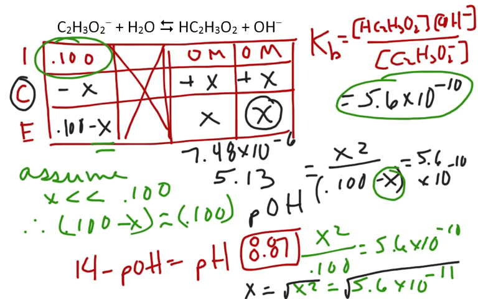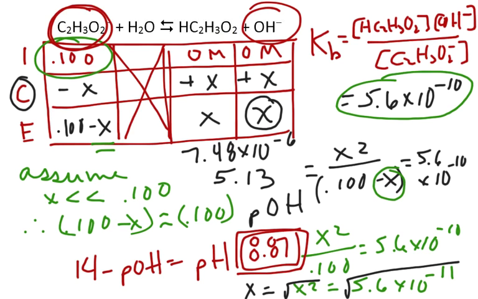And that actually makes sense because that's greater than 7. It's a little bit basic, and that's what happens. Sodium acetate. The acetate ion is the conjugate base of the weak acid acetic acid, and when we put it in water, it makes the solution basic. And I have a pH 8.87 times 10. No, 8.87 is the pH.